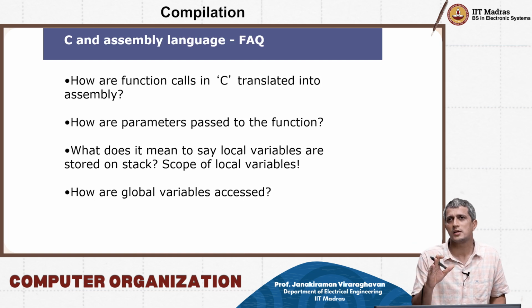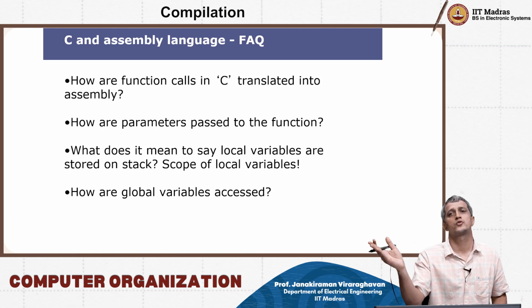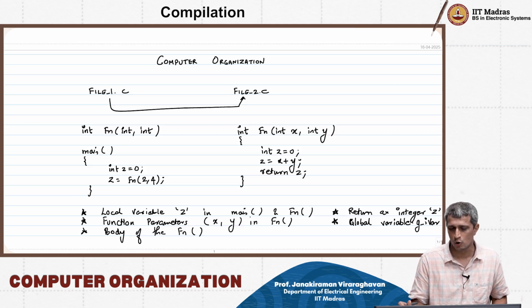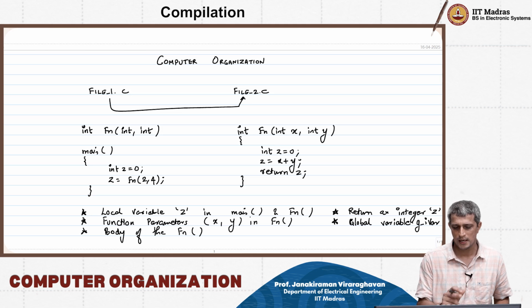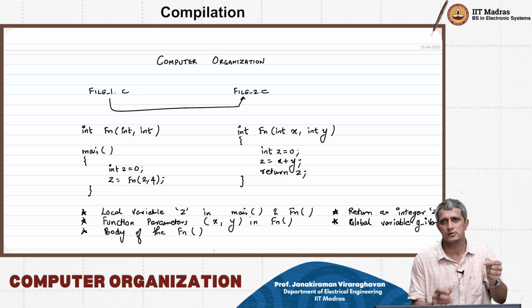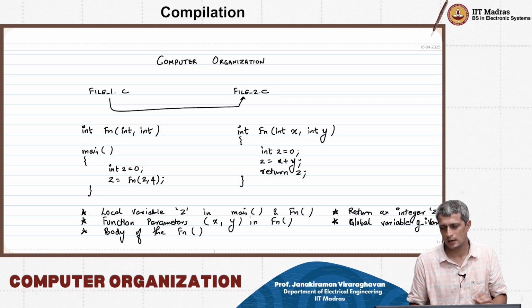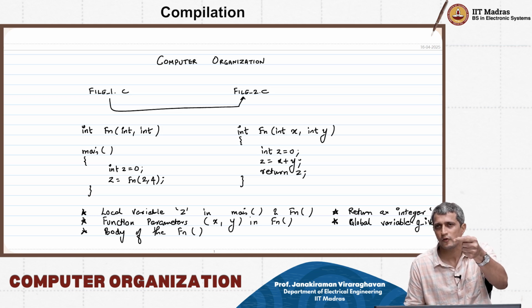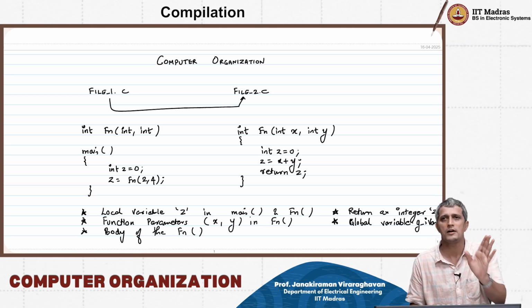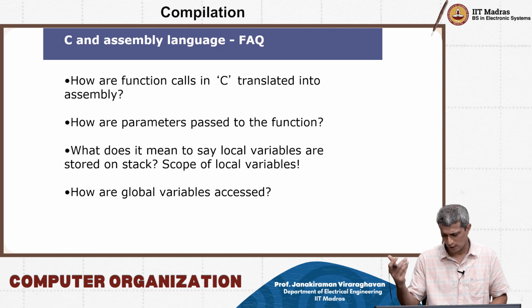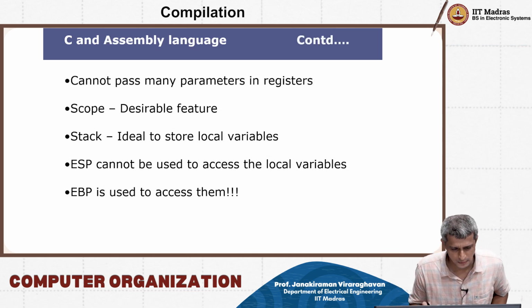At least you would have heard the term saying local variables go out of scope after the function is done, right? So this local variable z in main will come to life the moment you enter main, and it will cease to exist the moment you leave main. Likewise, when you enter fn, its local variable z comes to life. When you exit fn, that variable is gone, okay? So there is a scope of local variables that we need to figure out, right? And of course, how are global variables accessed, right?